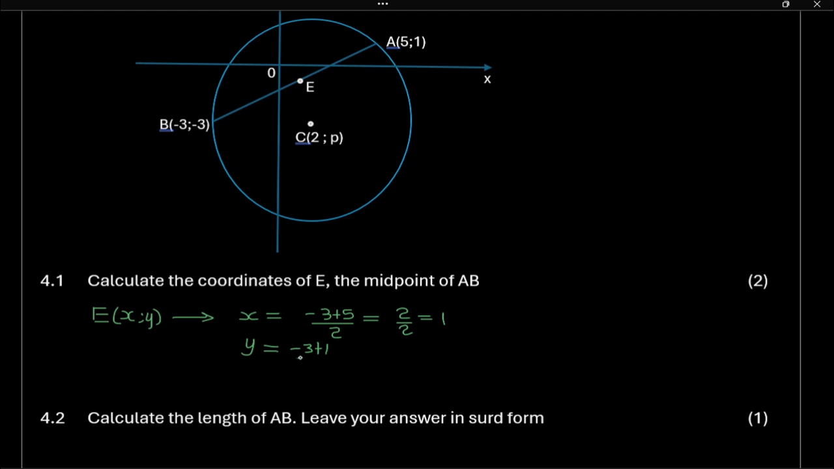Y is going to be the sum of the y coordinates. For y, that's -3 plus 1, divided by 2, that's -1.